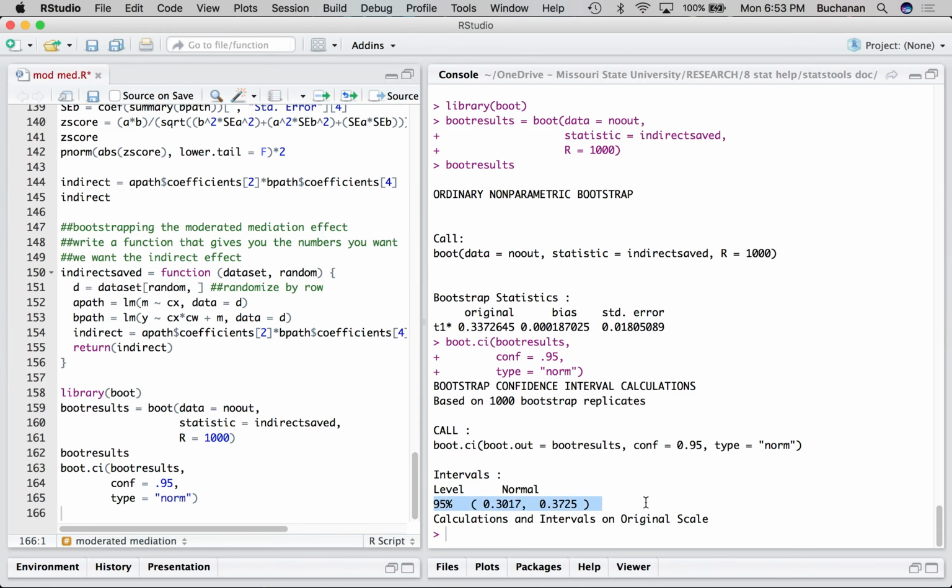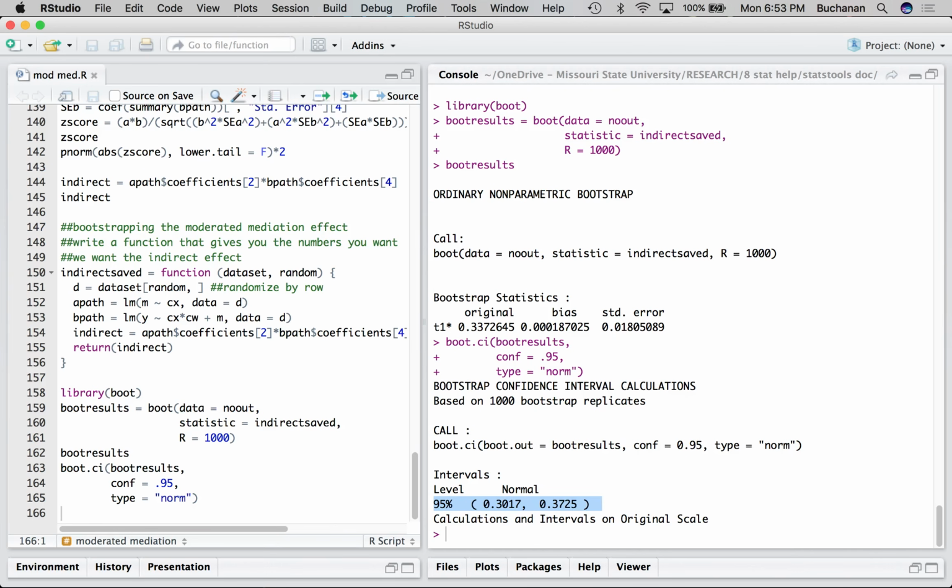So our confidence interval for our indirect effect in this particular case is 0.3 to 0.37, which does not cross 0. So I would argue for mediation in this case. So you can either believe Sobel, or you can believe that this confidence interval doesn't cross 0, or you can include both and make everybody happy.